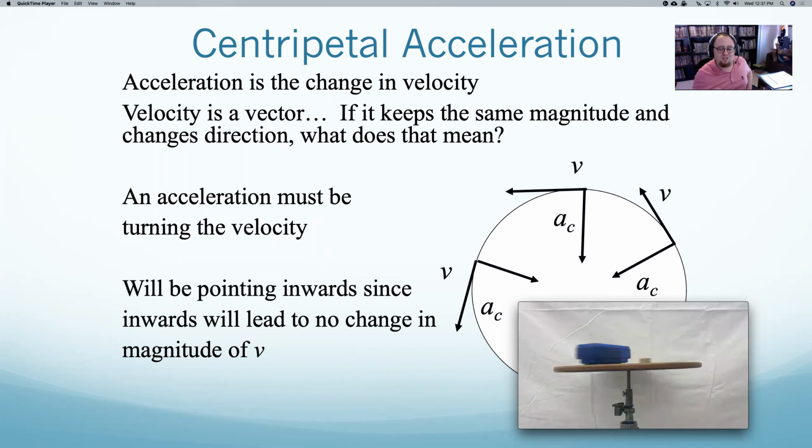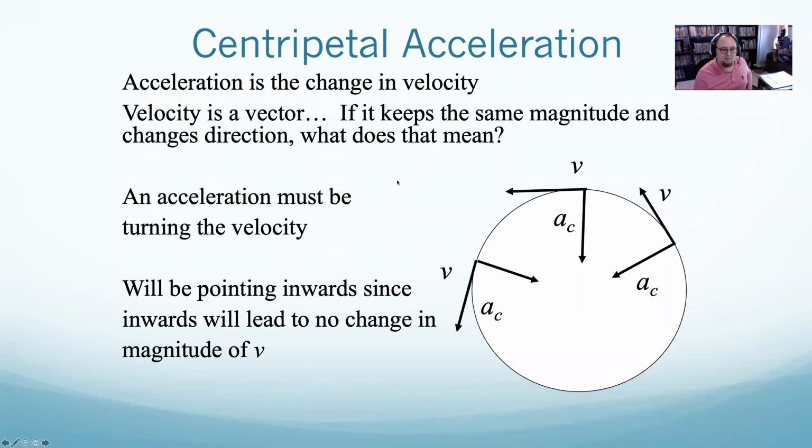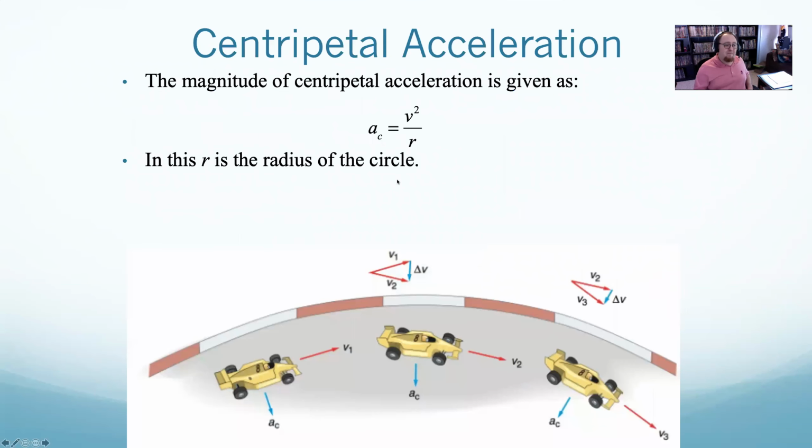Anytime something moves in a circle, it feels centripetal acceleration pulling it towards the middle. Now, the magnitude of that centripetal acceleration, a sub c, is v squared over r. How strong the centripetal acceleration is is the velocity of the object squared divided by the radius.